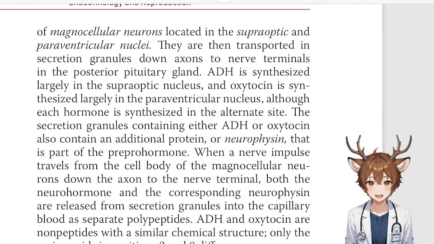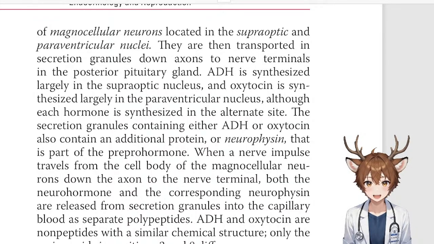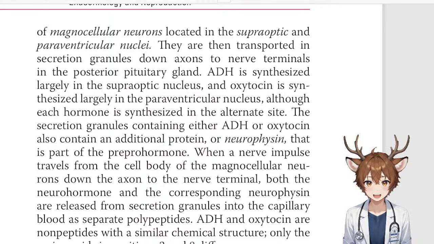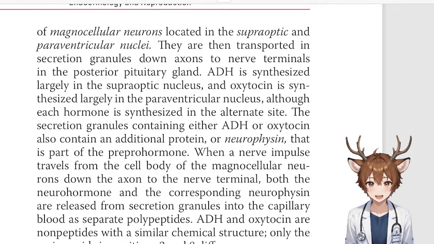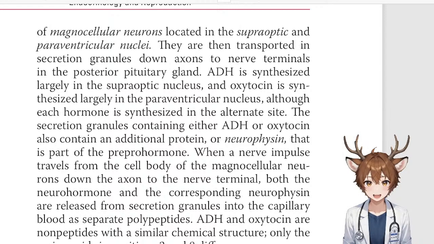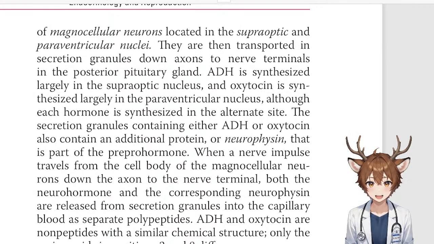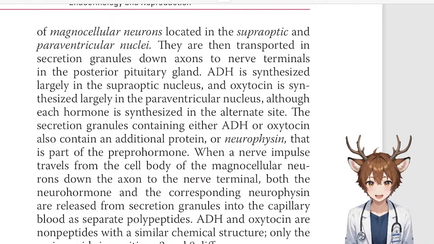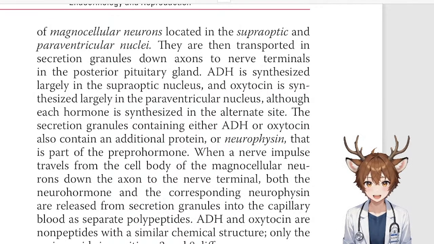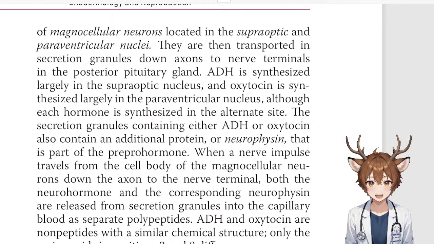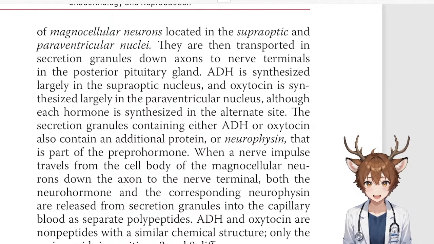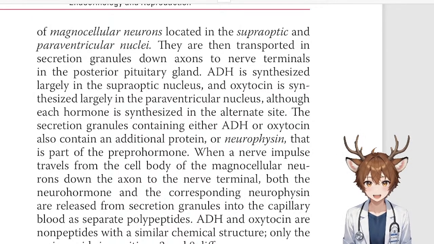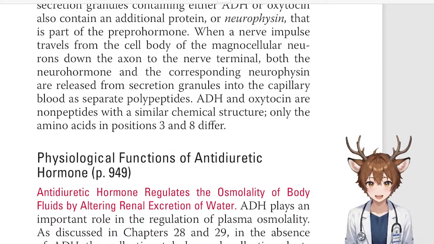The secretion granules containing either ADH or oxytocin also contain an additional protein, neurophysin, that is part of the pre-pro hormone. When a nerve impulse travels from the cell body of the magnocellular neurons down the axon to the nerve terminal, both the neurohormone and the corresponding neurophysin are released from the secretion granules into the capillary blood as separate polypeptides. ADH and oxytocin are nonapeptides with a similar chemical structure. Only the amino acids in positions 3 and 8 differ. So they're very similar, despite obviously having different physiological effects in the body.